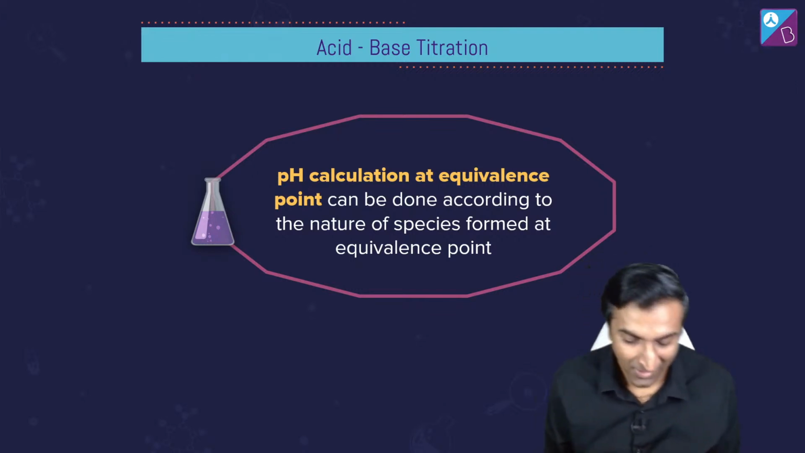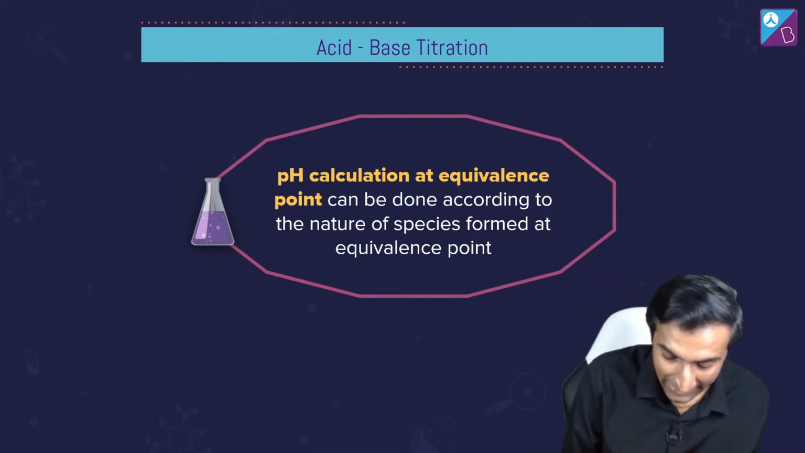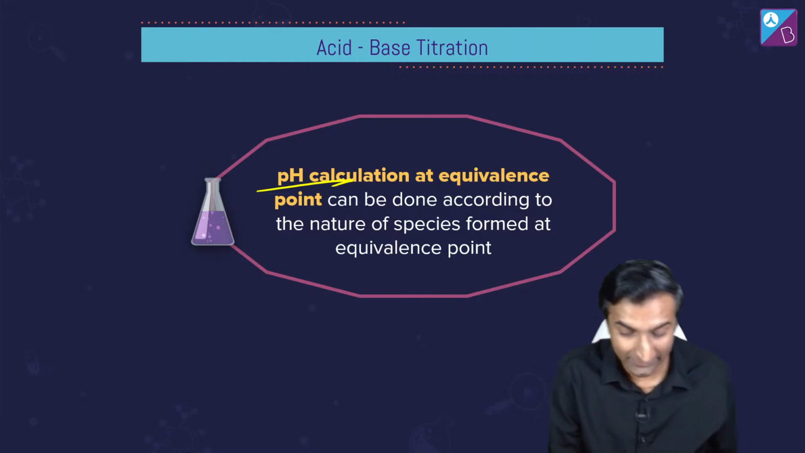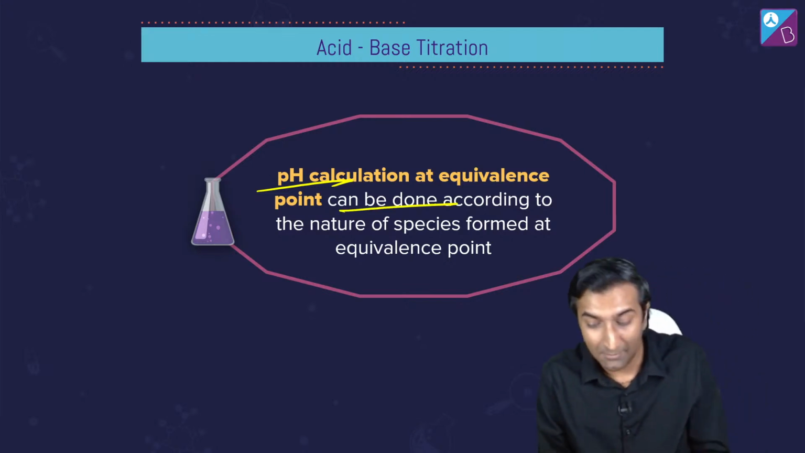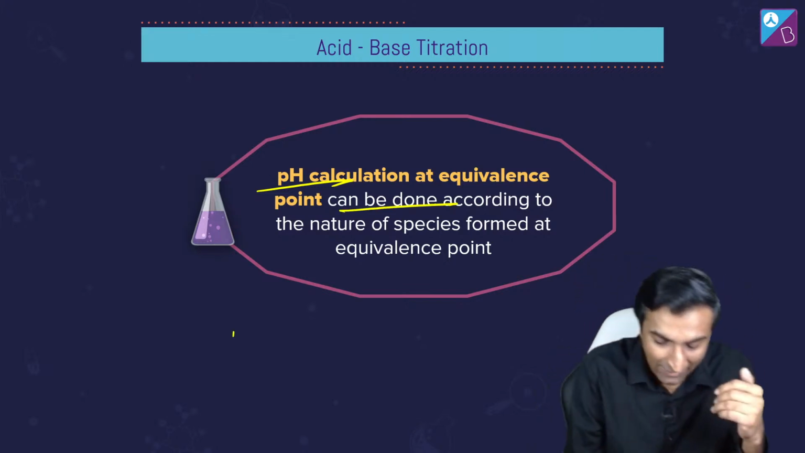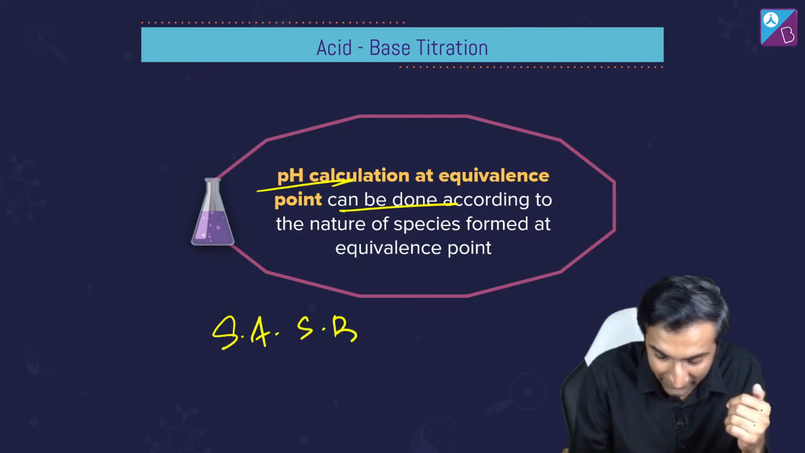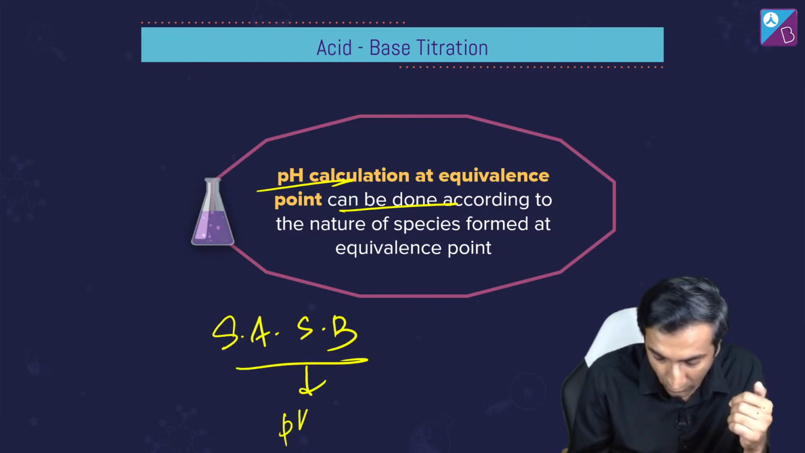Khair, anyway, yeah, titrations are good. Easiest, I think, things to do in theory. Now, this whole idea of pH calculation जो हम लोग कर रहे हैं at this equivalence point, ये हम लोग कर सकते हैं depending on what is formed at the end. If I have a strong acid and a strong base, then at the end, the pH will be 7.